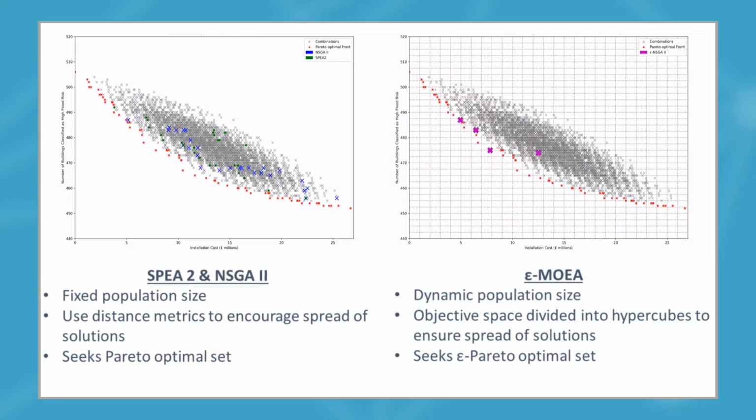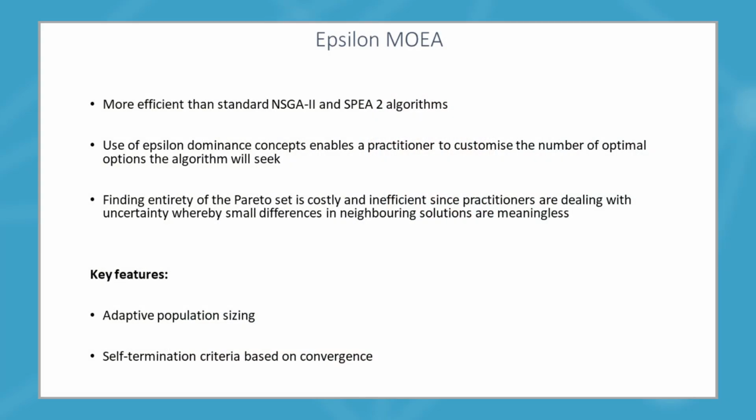The first two are very standard, the SPEA2 and the NSGA-II, pretty standard algorithms. They do work quite well, but we found that the epsilon multi-objective evolutionary algorithm is a lot faster and a lot more flexible. So for example, you can set the maximum number of solutions that you want. It has an adaptive population size, and the self-termination criteria actually works quite well. So all this is now on DAFNI, and we have tested it quite a bit.